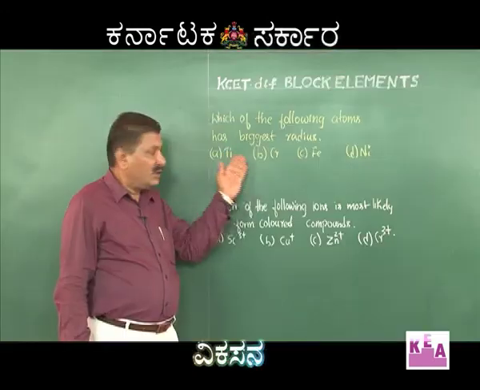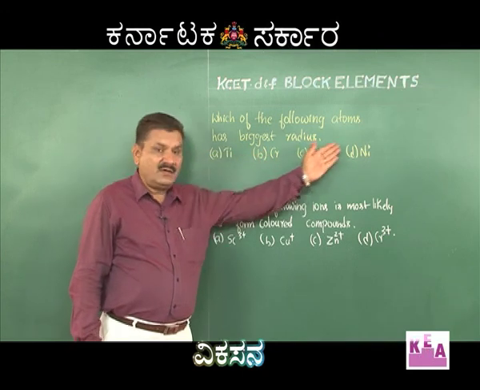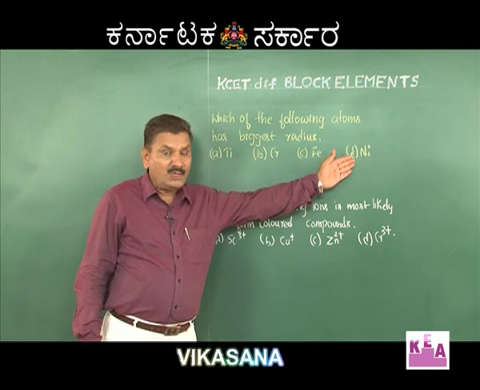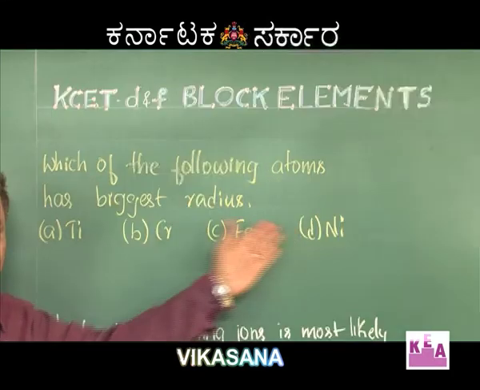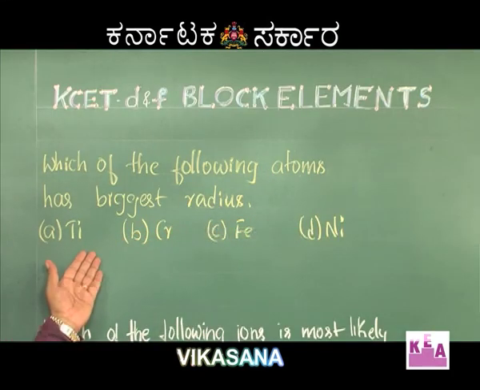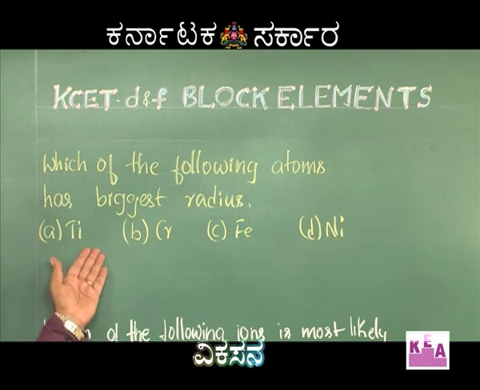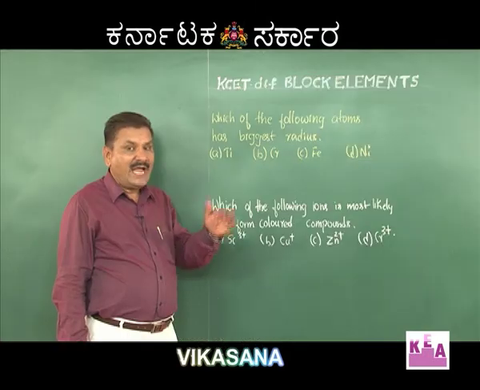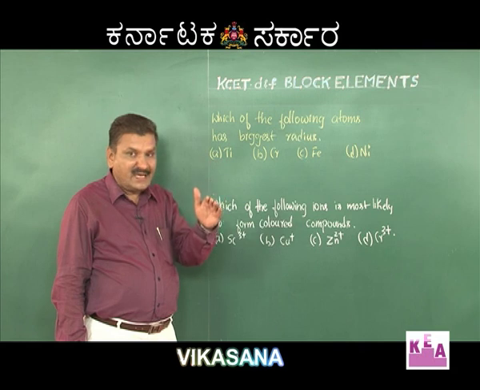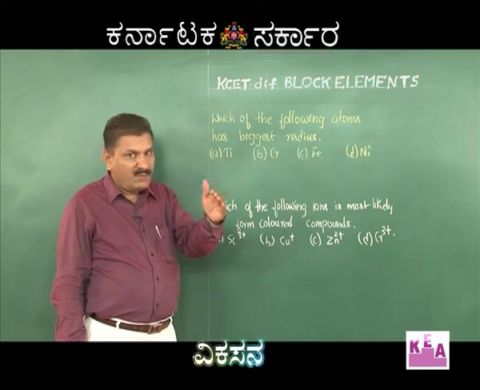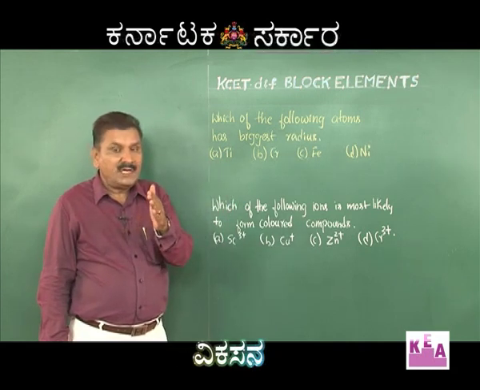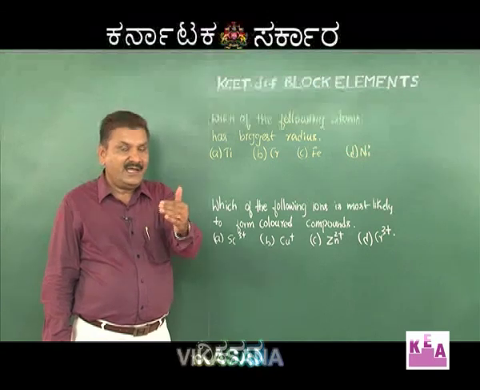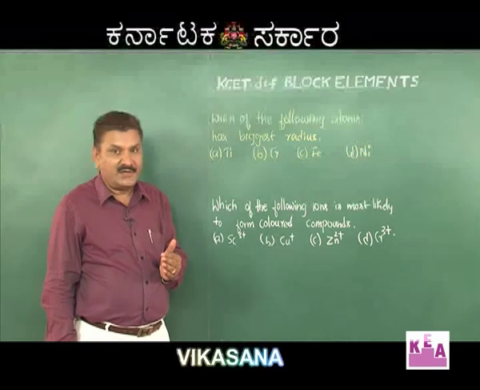We know that titanium, chromium, iron, nickel belong to same series, that is 3d series of transition elements. And we know the variation of atomic radius in 3d series. From scandium to chromium, atomic radius goes on decreasing. From chromium to copper, almost it remains constant. Slightly it increases in case of zinc.